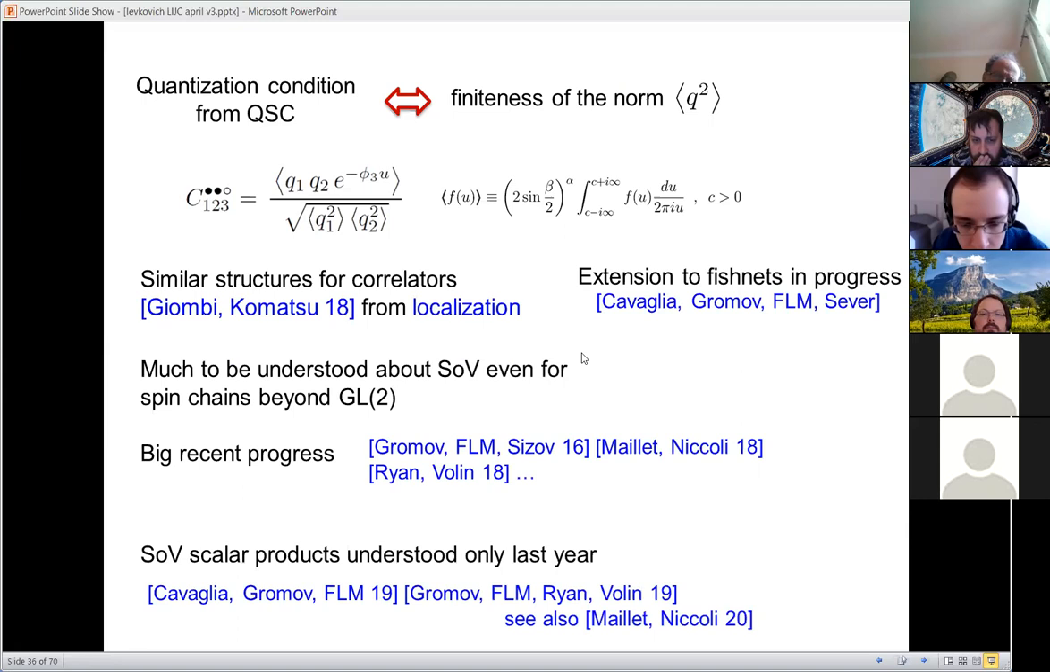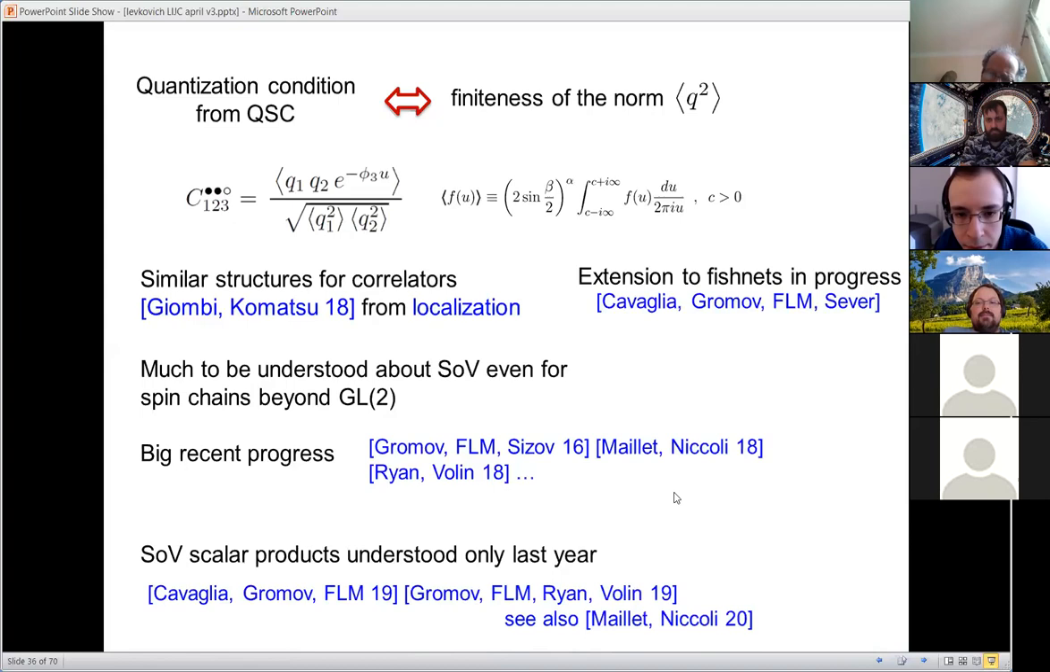As another comment, there is much to be understood about separation of variables, even for simple models like spin chains. Some concrete results beyond GL2 were found only recently by various groups. Motivated by this, it's important to understand the scalar products and separated variables for spin chains also. This was worked out beyond GL2 only last year, in two papers by me, Kolya, Andrea, Paul, and Dima Volin. Then some time ago, another paper appeared on the same subject.